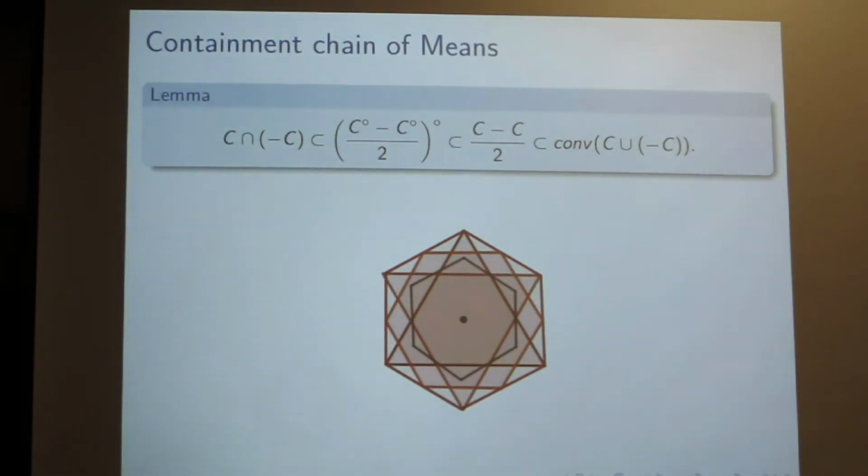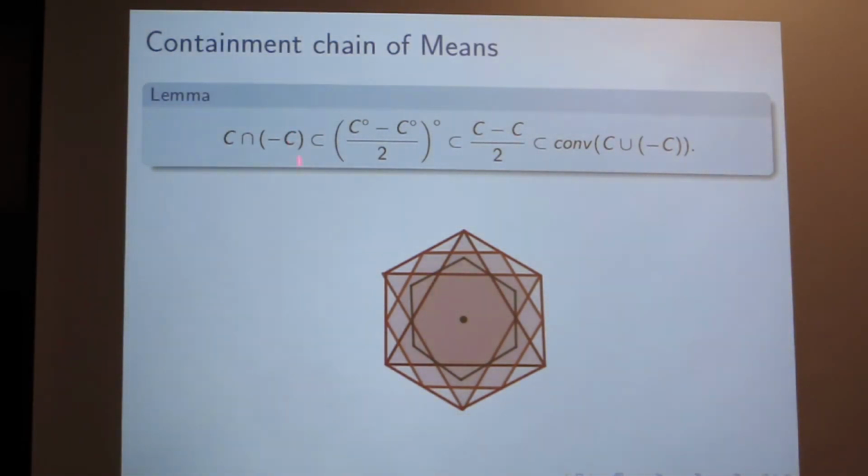So let's introduce the means of the convex bodies. First of all, remember just the means of numbers, like say real numbers. We have the minimum of two numbers, we have the harmonic mean of two numbers, arithmetic mean, and the maximum of two numbers. And we can generalize this for convex bodies. So let's have a look.